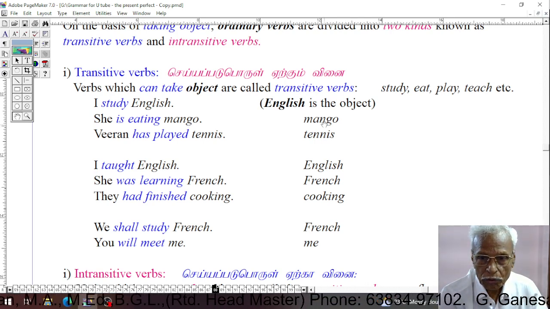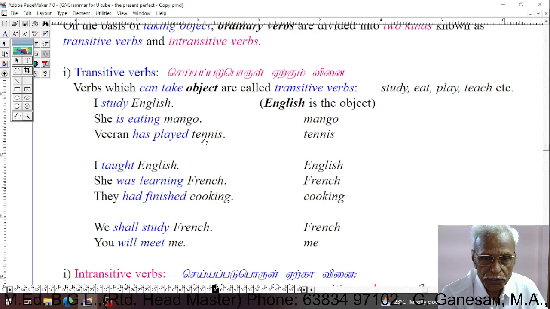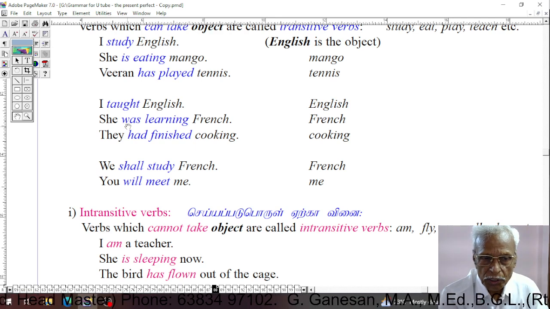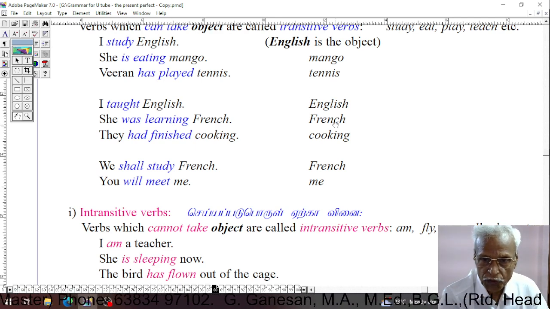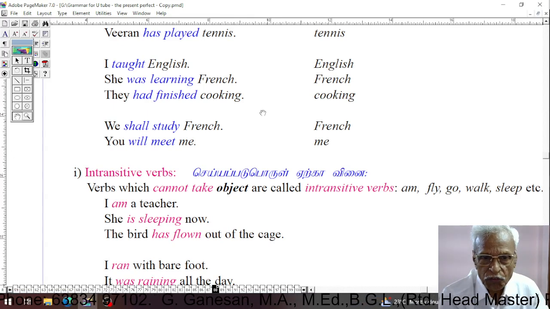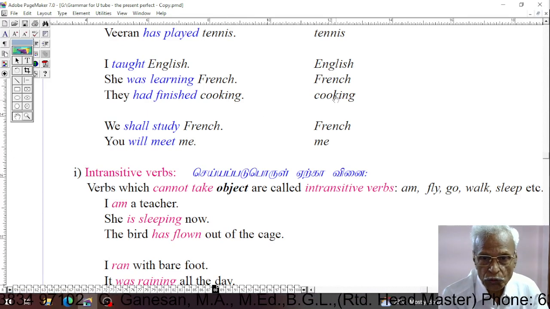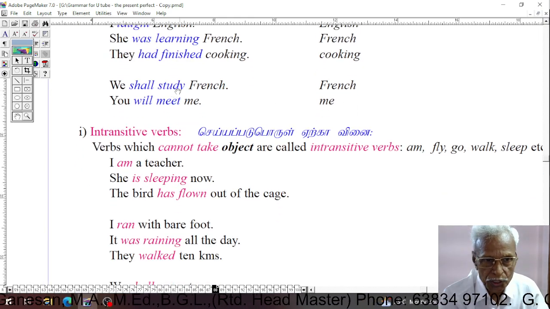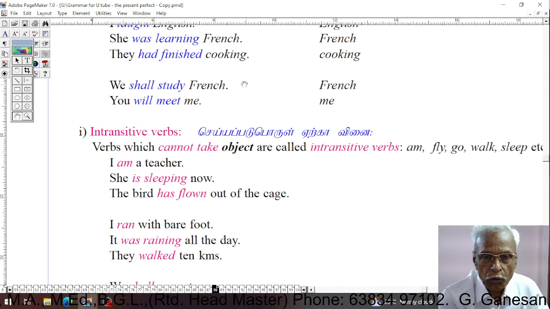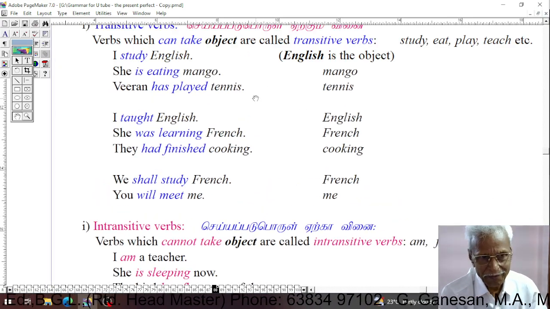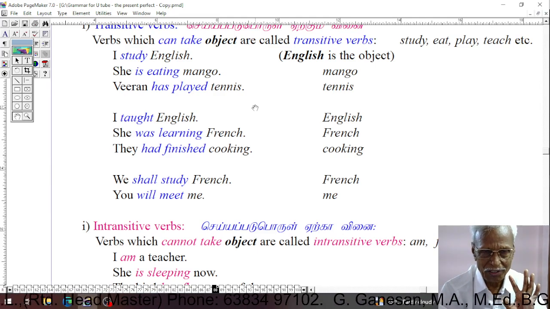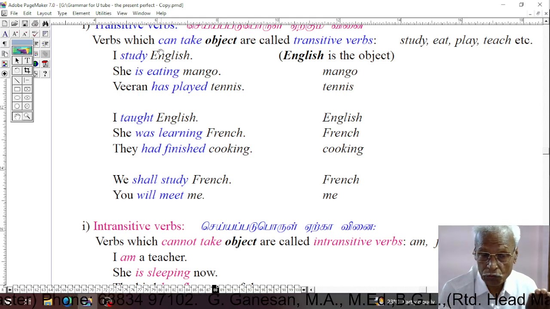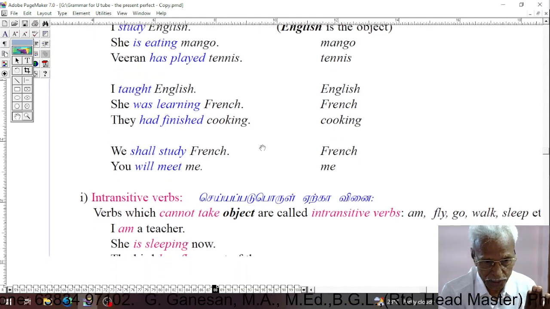She is eating mango. Object mango. Viren has played tennis. Tennis, object. I taught English. English, object. She was learning French. French, object. They had finished cooking. Cooking, object. We shall study French. French, object. You will meet me. Me, object. Here, dear students, various tenses I have shown you. Various kinds of sentences, various kinds of tenses I have shown here in all these examples.